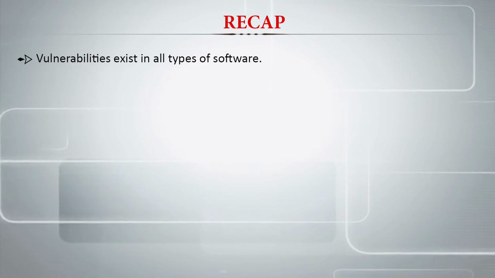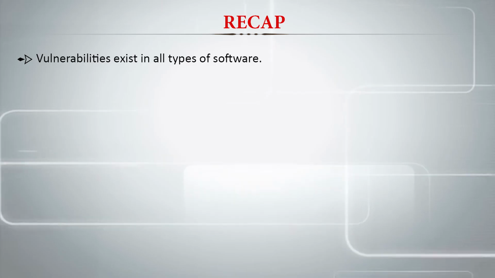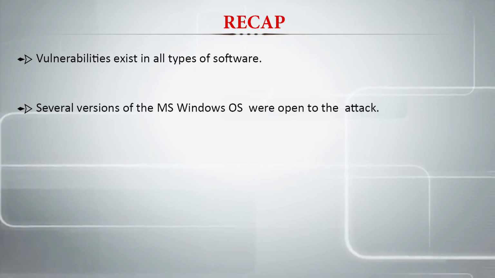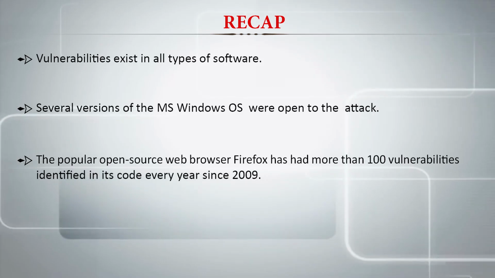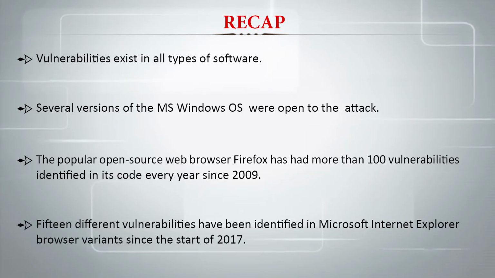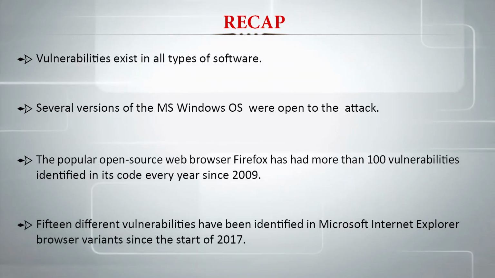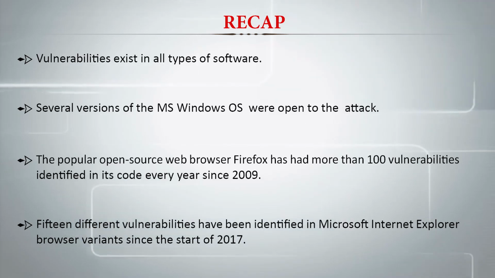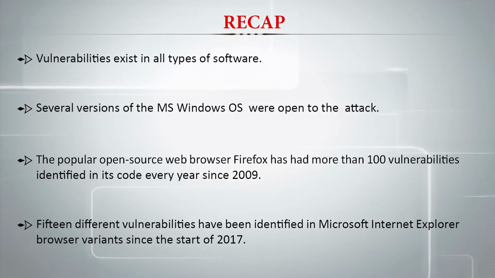Vulnerability exists in all types of software. It's not only in a particular type of software or from particular organizations or companies which make software. It exists all across. Several versions of the MS Windows OS were open to attack. The popular browsers like Firefox or Internet Explorer also had lots of flaws, and they keep on publishing it, and accordingly they come with different kinds of patches which are automatically loaded in your system if an individual gives permission for that.